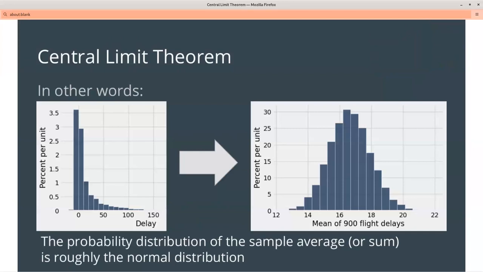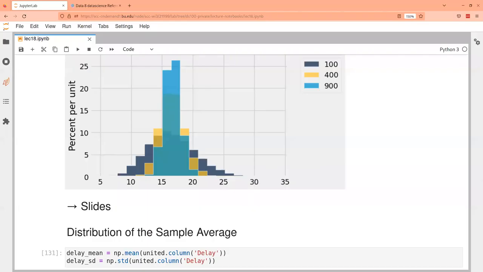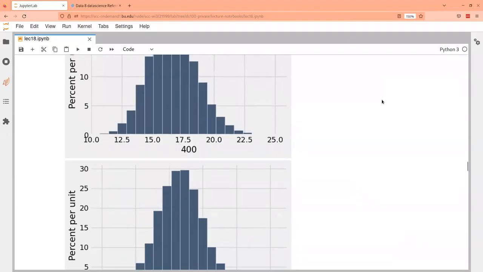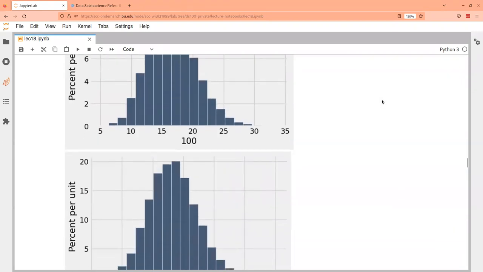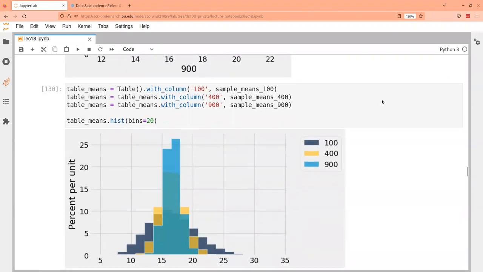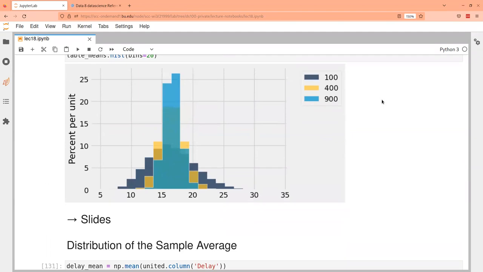so in other words, if it starts to look like a normal distribution, then it's probably the right size-ish, okay? So if you go back to here. Yeah, so maybe I need a better example. Maybe that's the problem, because it's not as obvious.